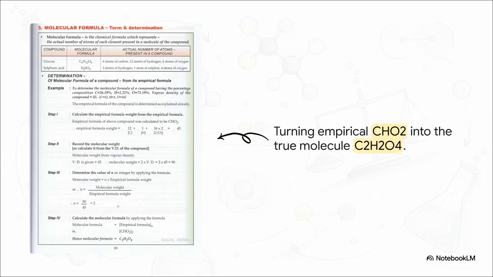Let's walk through this specific example. Here, we see how an empirical weight of 45 and a molecular weight of 90 gives us a multiplier of 2, which transforms CHO2 into our true molecule, C2H2O4. It shows us that the empirical weight of CHO2 adds up perfectly to 45, but the data tells us the actual molecular weight is 90. Well, 90 divided by 45 is 2. We multiply our base CHO2 by 2, and just like that, the mystery is completely solved.